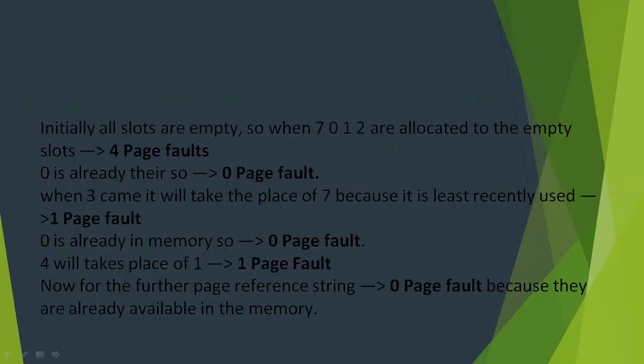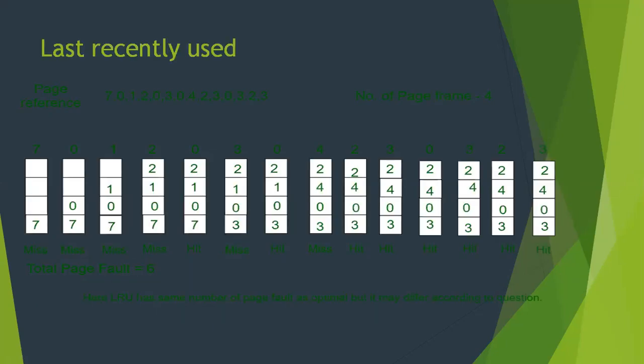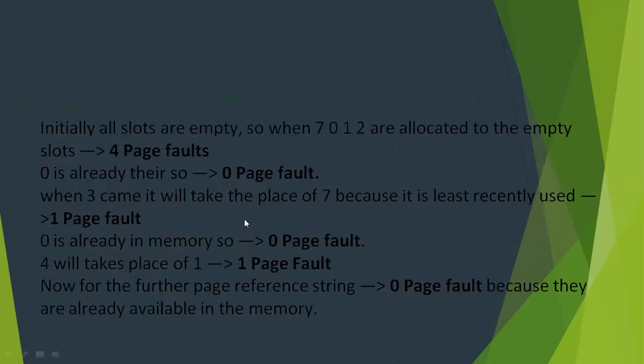Initially all slots are empty. When 7, 0, 1, 2 are allocated to the empty slots, there are 4 page faults. Then 0 is already present in the memory, so there is no page fault. A page hit occurs. Then 3 comes and it will take the place of 7 because 7 is least recently used. So here is one page fault.